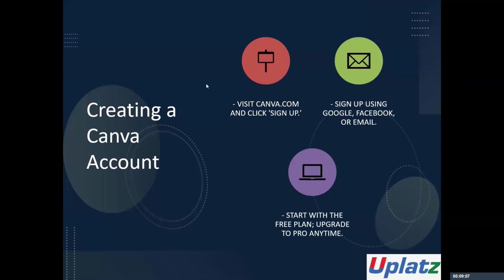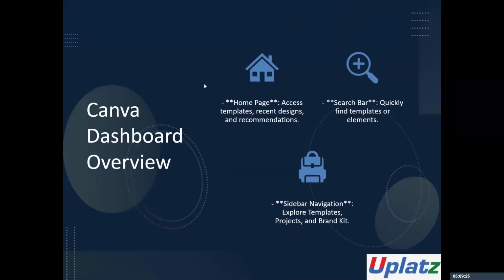So as we understood how we can create a Canva account, how we can visit canva.com and click on sign up. We can sign up using Google, Facebook, or email options as well. And as a pro tip, we can start with the free plan and upgrade to pro at any time. So Canva provides multiple plans when it comes to the pro option as well.